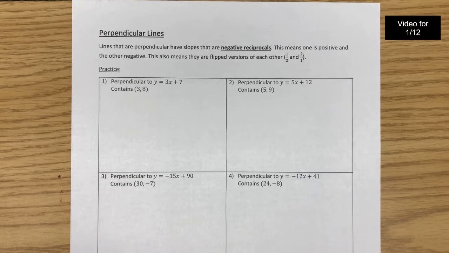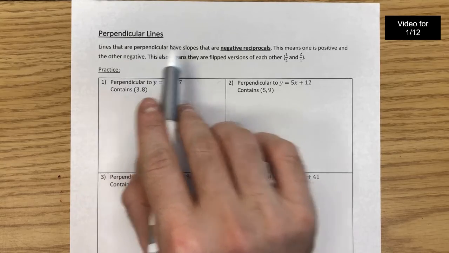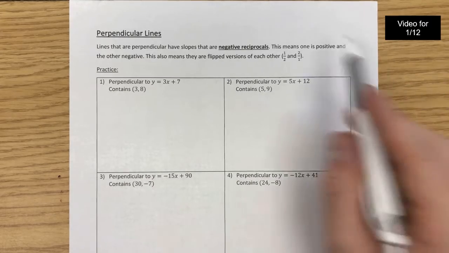So today what we're going to be finding is the equation of a perpendicular line that goes through a certain point. Now, the big concept we have to remember from perpendicular lines, what we've covered previously, is that perpendicular slopes are what we call negative reciprocals. This comes from two different ideas.